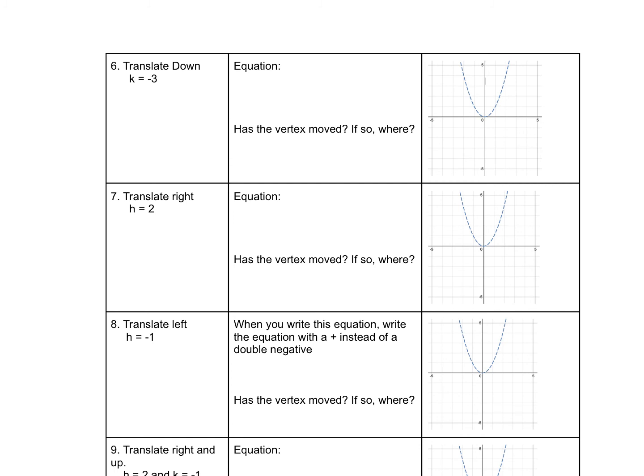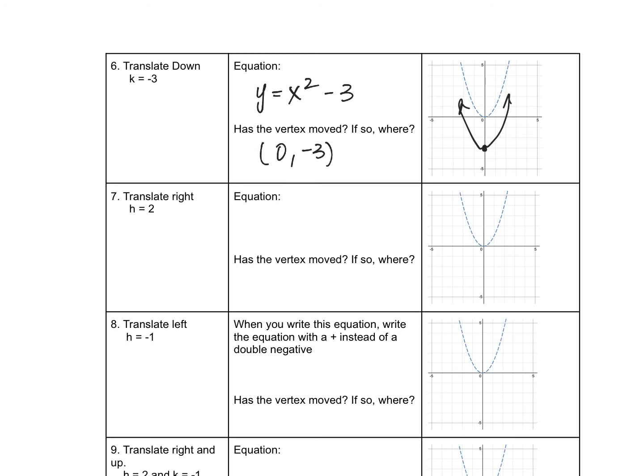All right, a translation down. That's where you have that x squared and you just minus 3 in the back. Well, the vertex is clearly going to move. Now it's going to be at 0, negative 3. So all I'm doing is sliding it down. It's still going to be the same width.